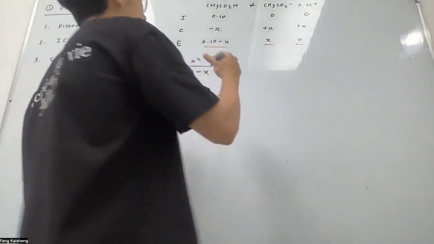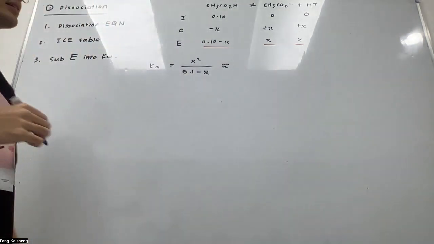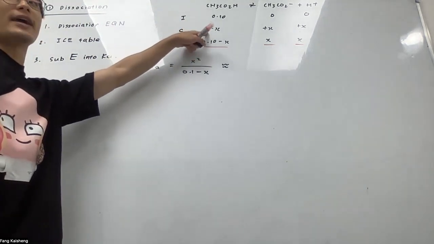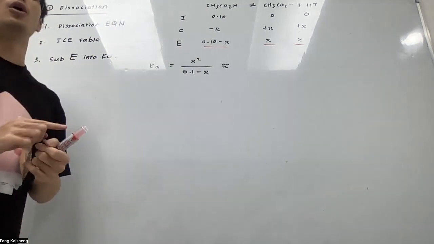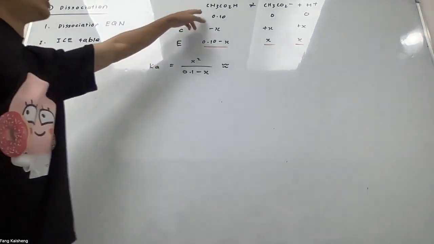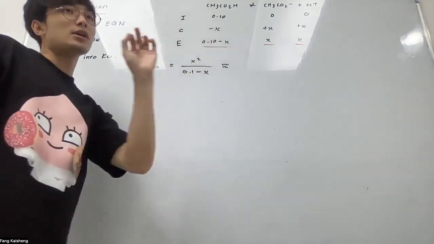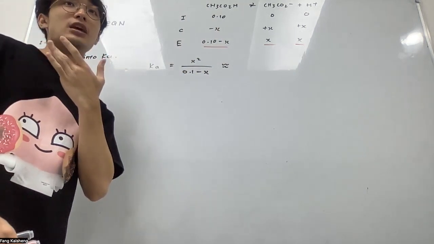So we're going to get rid of the quadratic equation. And we're not just going to get rid of it for fun. Okay, guys, can I ask you a simple question? The value of X compared to 0.1, is it small or big? Very small. Because as we already determined, weak acid dissociates only to a very tiny extent.